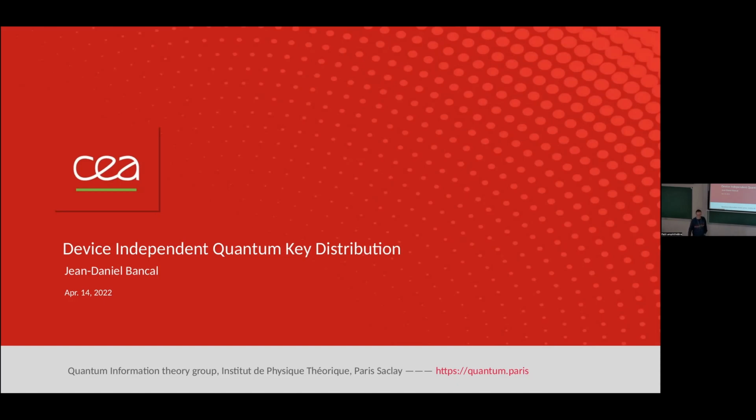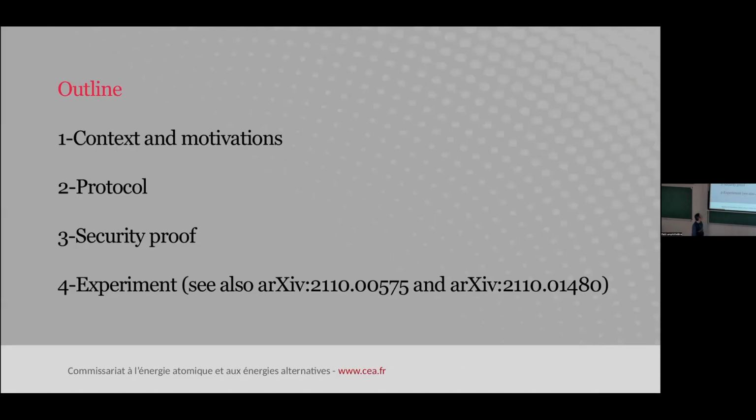So I'll be talking about the investment banking key distribution. Here's the outline of my talk. First I'll present some of the context, then mention some of the steps of the protocol. We'll see if we have time to go into the security proof or not. And then I'll mention an experiment that was done in collaboration with Oxford. Shortly after, 2 other experiments came out, and those are the references in case you're interested.